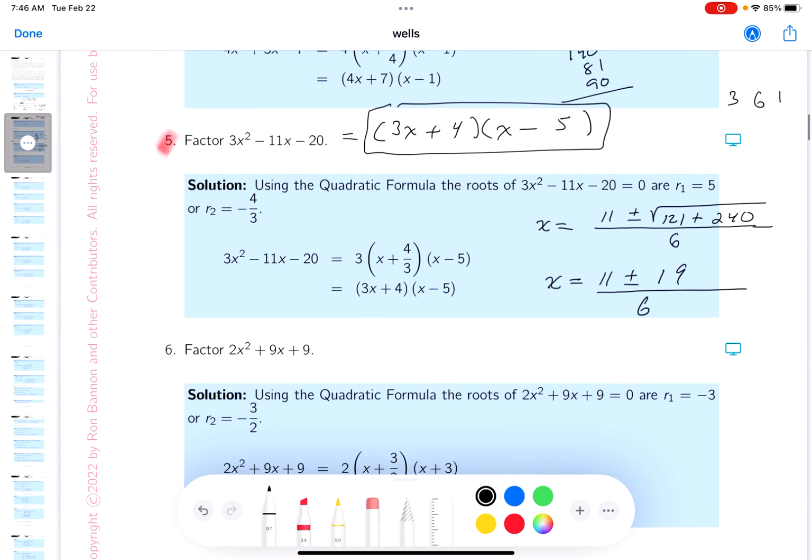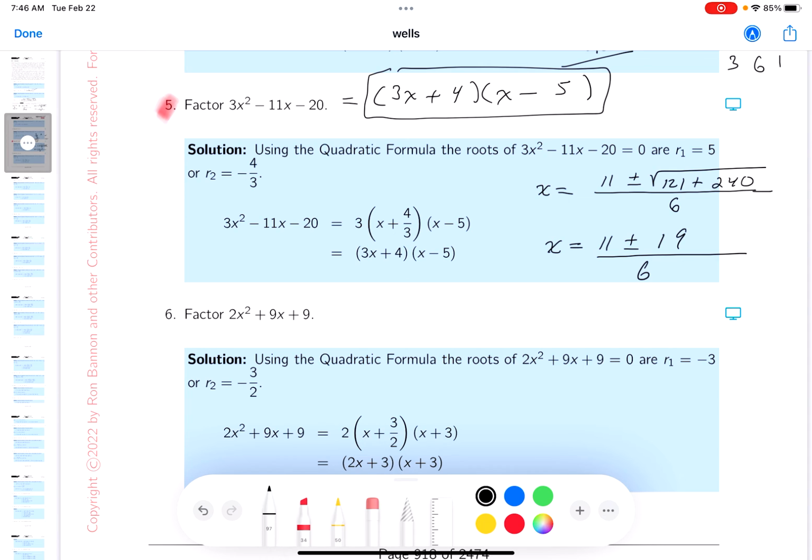All right, let's keep moving. And someone says, where's this going? It will go back to that answer, by the way. So what do you get over here? Well, I'm going to say 11 minus 19. 11 minus 19 is going to be minus 8 over 6. I'll reduce that to minus 4 thirds. All right, what's the other one going to be? X equals, let's see, 11 plus 19, which is 30, divided by 6 is 5.